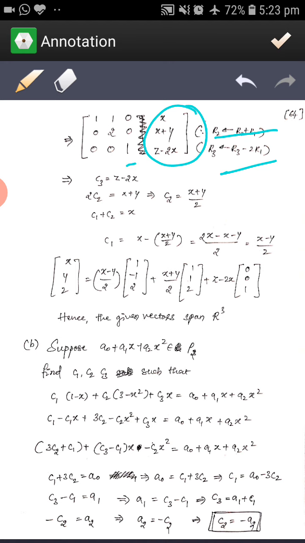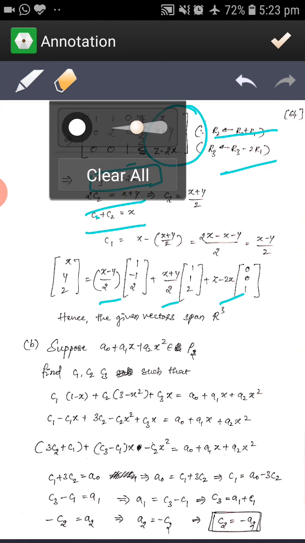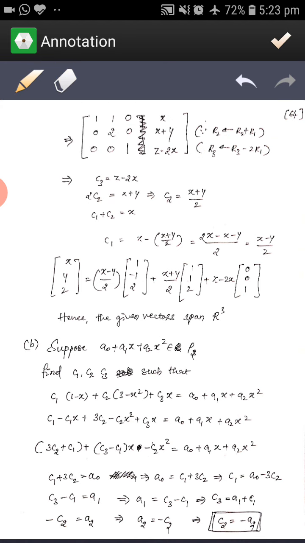Finally, directly we can say c3 is equal to z minus 2x. This c3 we can substitute in the second equation, and that one in the first equation. Finally, through back substitution we can find the values of c1, c2 and c3. If we do the multiplication again and get x, y, z, then these vectors are the span of the given vector space.